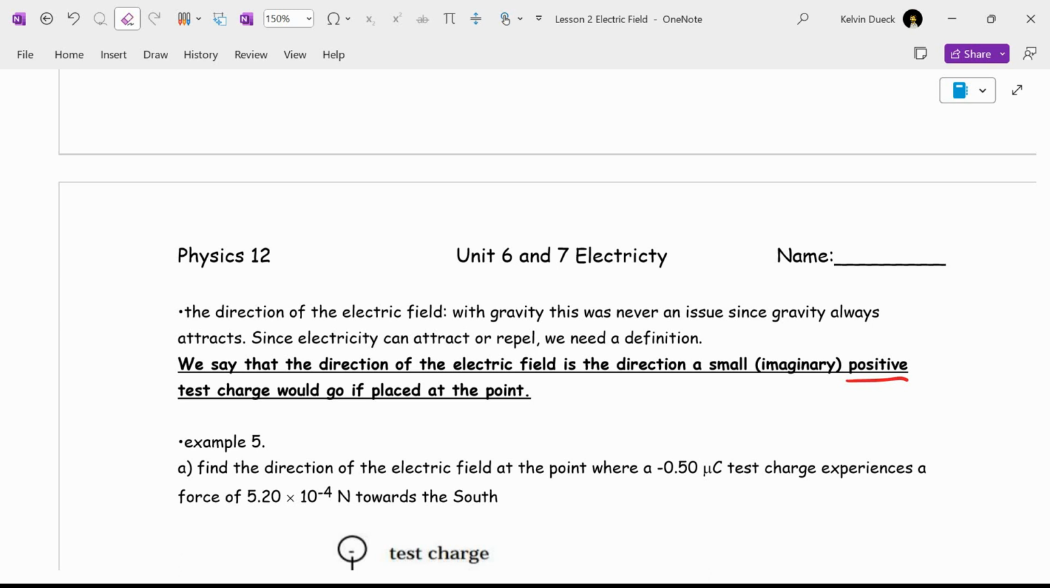We decided to do it in terms of a positive charge. Oh, a tiny positive test charge. How tiny? So tiny it doesn't have its own electric field, because that would change the question, which is impossible, but that's why I put it in brackets. It's imaginary, but it's positive.